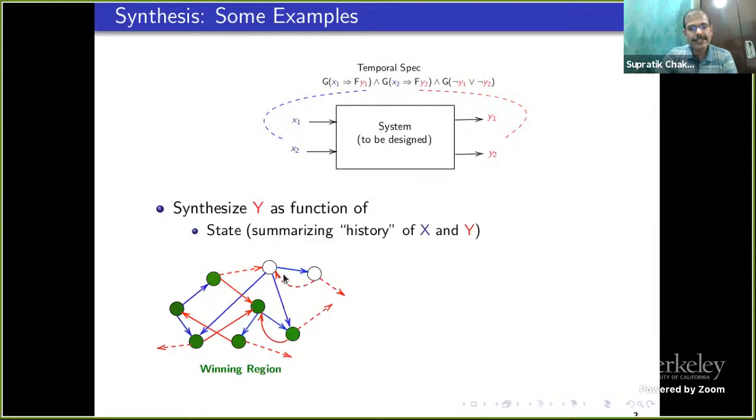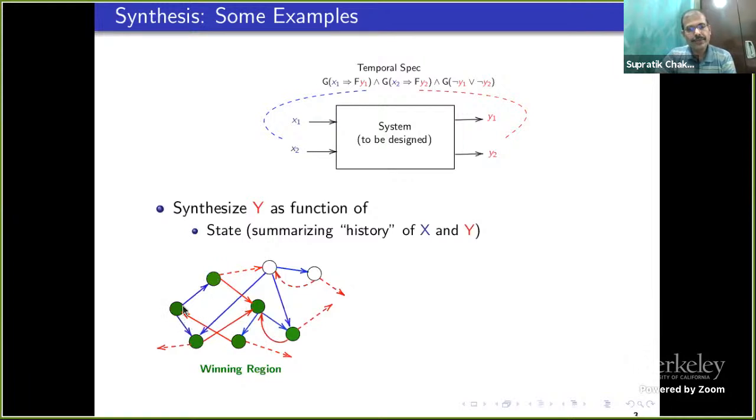A winning region is basically a set of states such that no matter what the environment does, no matter what kind of inputs come, it is always possible for you to satisfy the temporal specification. So in this particular case, let us say that the states shaded green constitute the winning region.